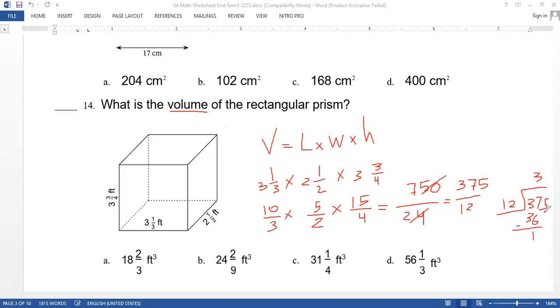Now we bring down the next number. It's 15 now. 15 divide 12 is 1. 1 multiply 12 is 12. So the remainder is 3. Now how do I write it as a mixed number?